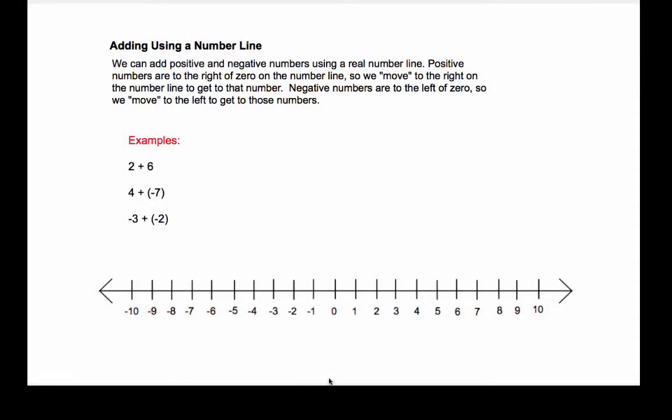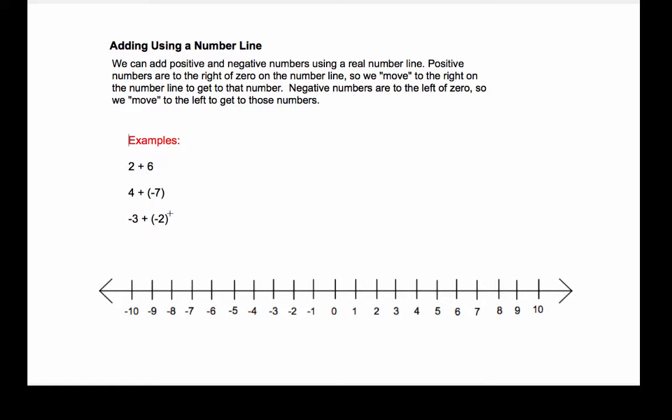All right, our first example, we are going to add using a number line. We can add positive and negative numbers using a real number line. Positive numbers are to the right of 0 on the number line, so we move to the right to get to that number. Negative numbers are to the left of 0, so we move to the left to get to those numbers. So here we have some examples.